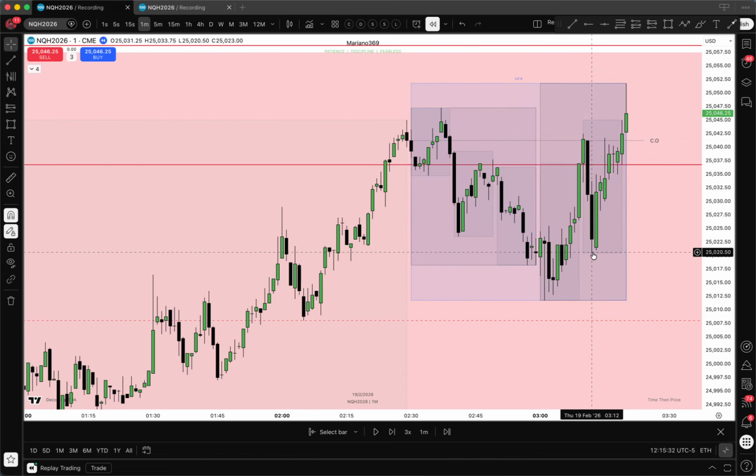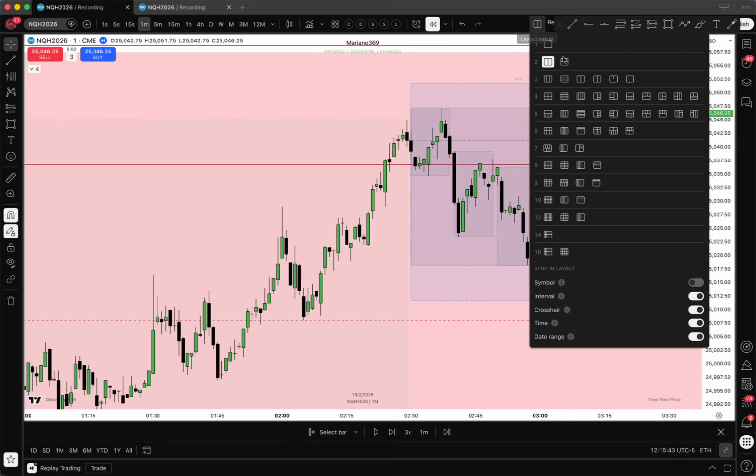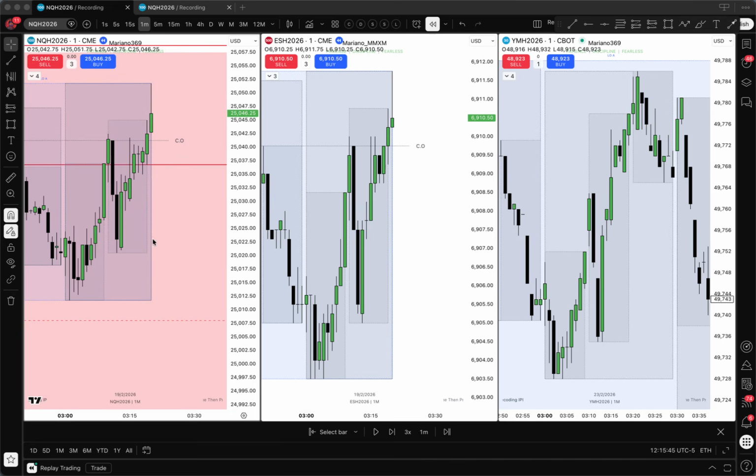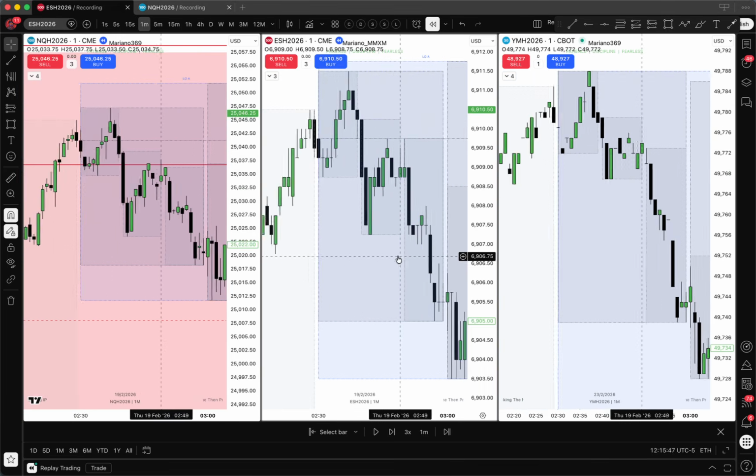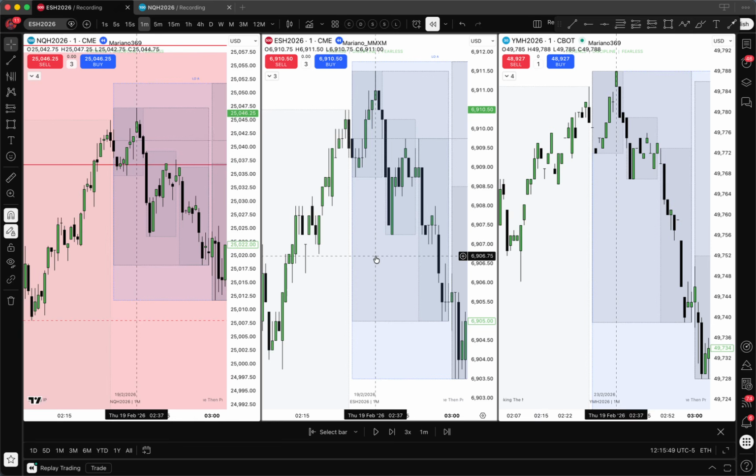Why is that? It is simply because we needed to wait for price to show its hand to us. What do I mean by that? Let me show you. If we look also at the other assets right here, you can notice that all of the indices made the high at the exact same time, 2:37. So it means that we have no SMT.